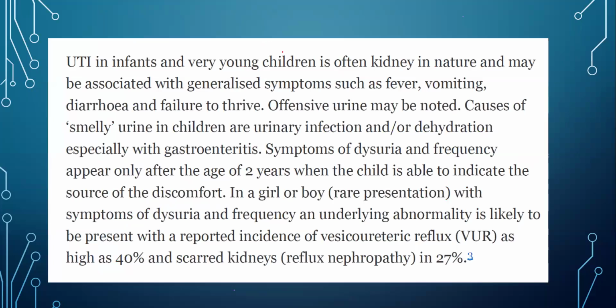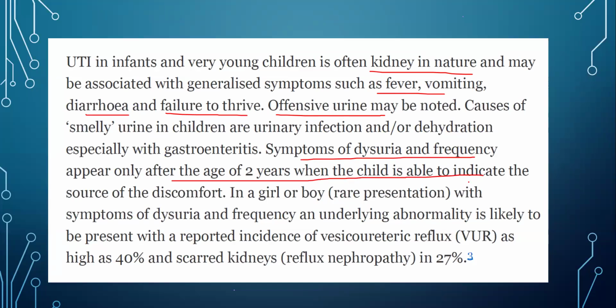So UTI in infants and very young children is often kidney in nature. Sometimes UTI in children might not be just the lower urinary tract. It can involve the kidney, which can present as fever, vomiting, even diarrhea, and failure to thrive. Offensive urine may be noted. Symptoms of dysuria and frequency appear only after the age of 2 years.